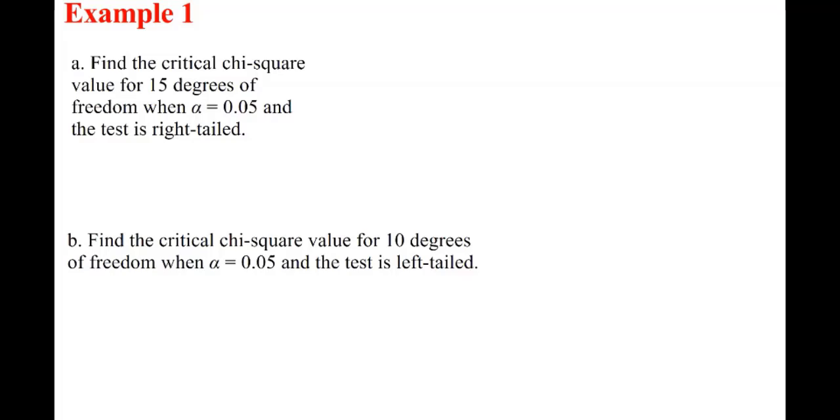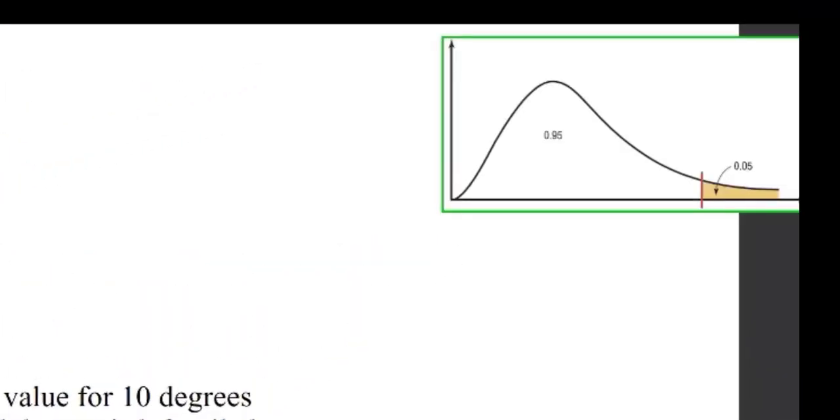All right, so find the critical chi-square value for 15 degrees of freedom. So df is given, class. We don't need to subtract one, and that's important for you to pay attention to. df is 15, and alpha is 0.05, and we are dealing with the right tail test. So that means this. So look at the drawing. So the area to the right is 0.05.